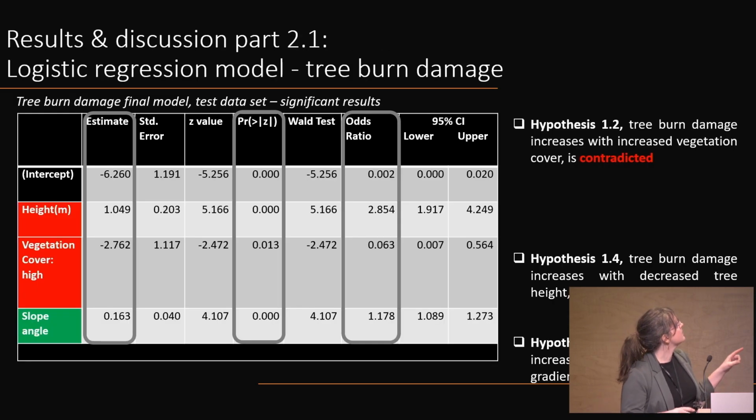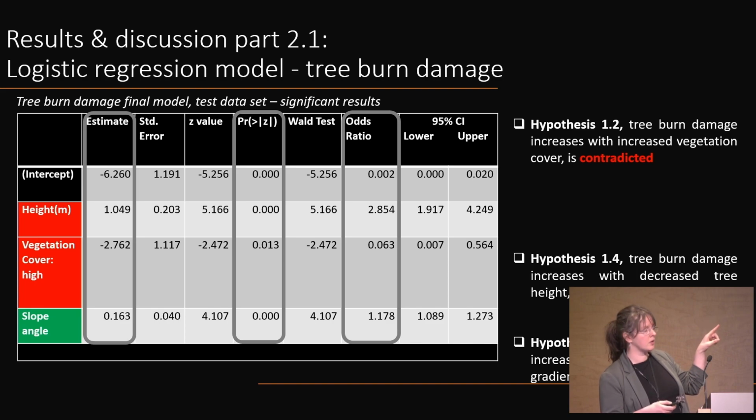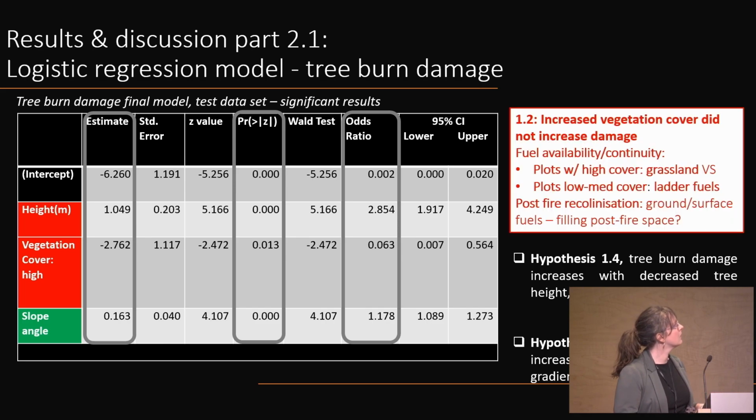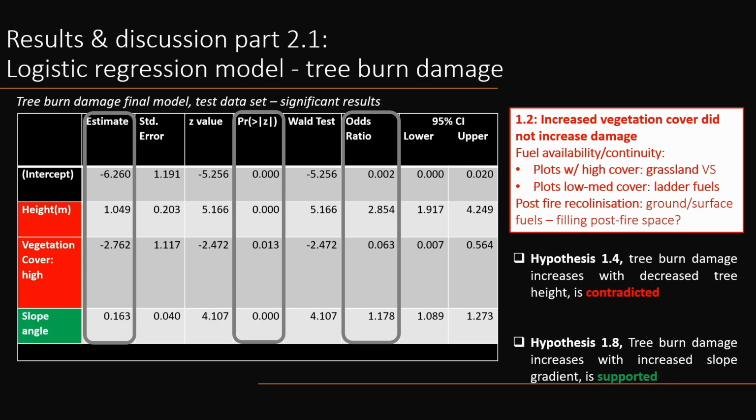Now, these are the results of the logistic regression model for tree burn damage, but I'm just going to talk about them and not the figures. It's important to note that I'm talking about these results in particular because they correspond to hypotheses that showed significant results. So hypothesis 1.2 is contradicted in this study. Increased vegetation did not necessarily increase the level of damage.